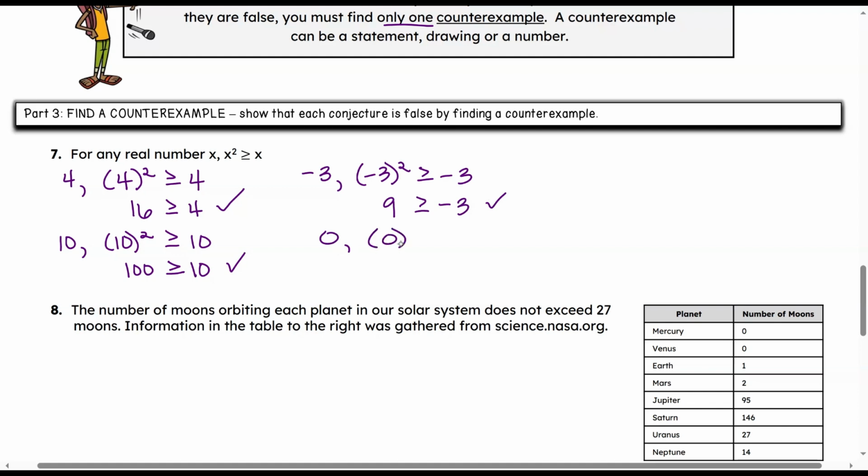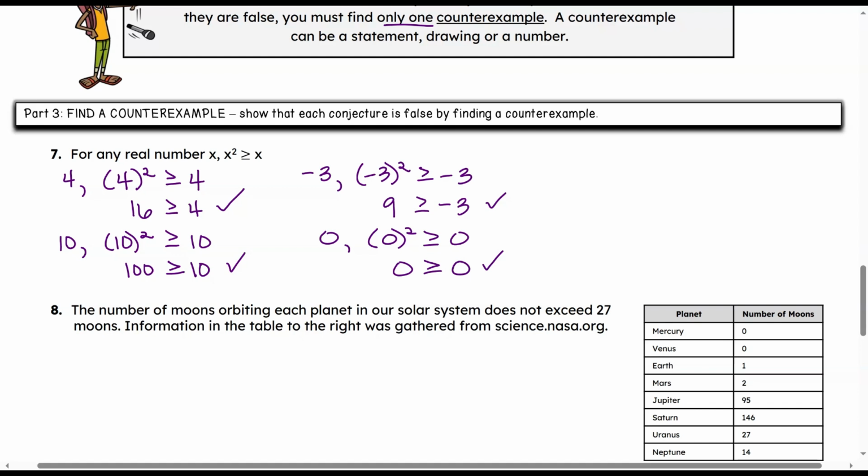Well, let's try 0, because 0 is kind of different, right? So is 0 squared greater than or equal to 0? Well, 0 squared is 0, and 0 is greater than or equal to 0. Okay. All right, well, let's move on to another type of number.